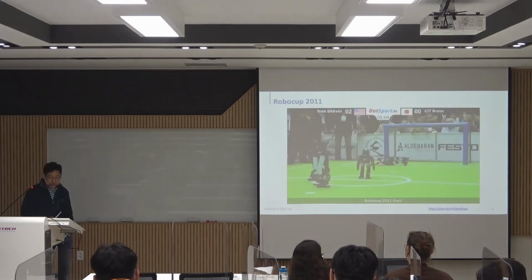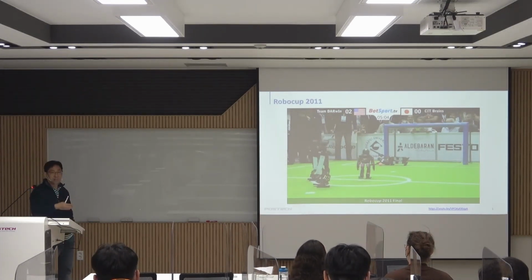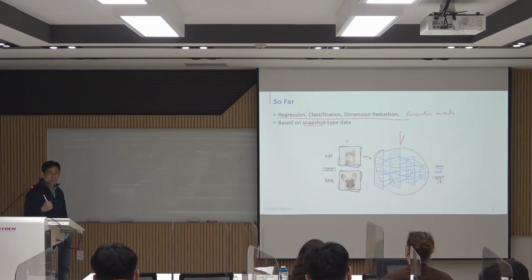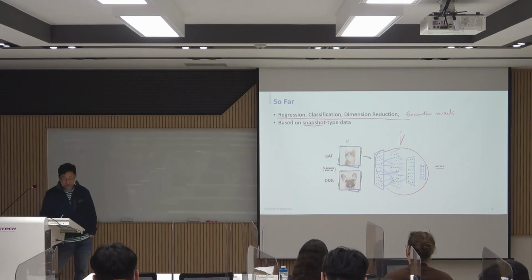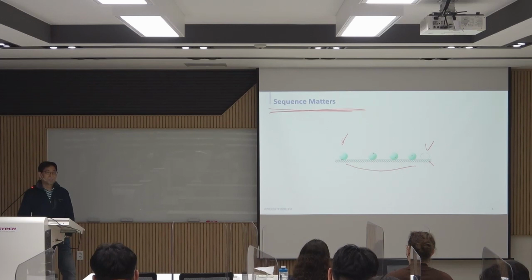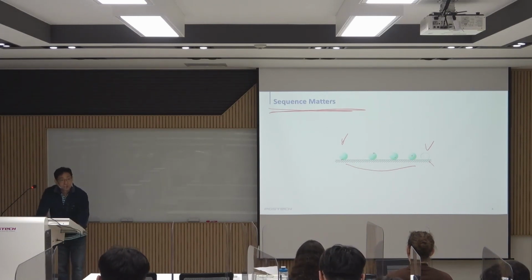So what I'm trying to say is that if you have a sequence of information, a sequential data set, we can predict what's going to happen in the near future. But in the snapshot case, it doesn't matter. Okay? So, sequence matters. Sequence matters. Right?